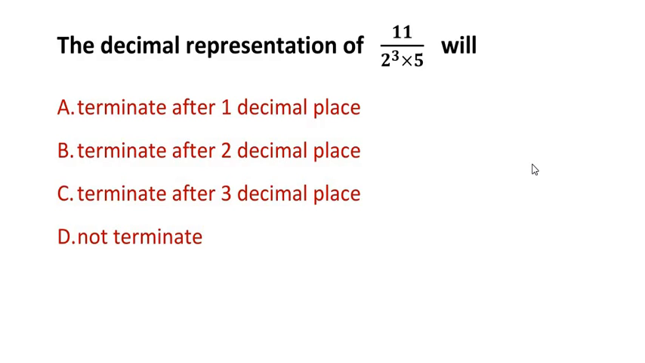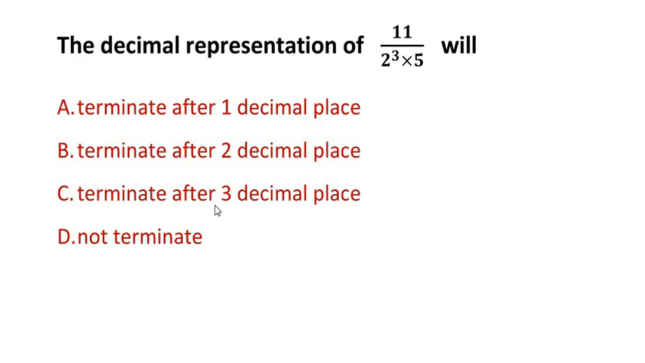In this video we are going to solve an example on real numbers. The question is, the decimal representation of 11 over 2 to the power of 3 times 5 will terminate after 1 decimal place, or 2 decimal places, or 3 decimal places, or it does not terminate.